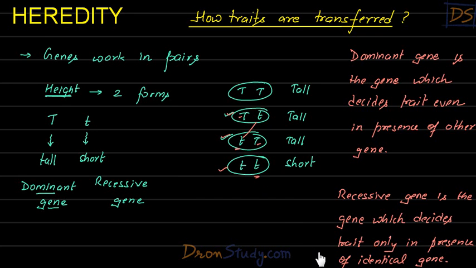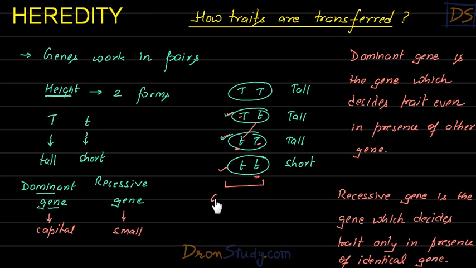Right, students? Another important thing, that the dominant gene is always written in capital letter. Right? And the recessive gene is always written in small letter. So you can see this is capital T, this is the dominant gene, this is small t, that is the recessive gene.